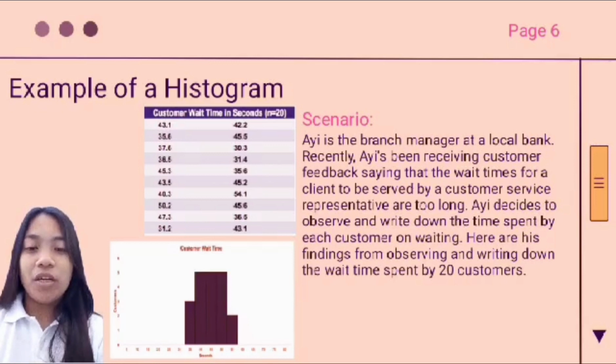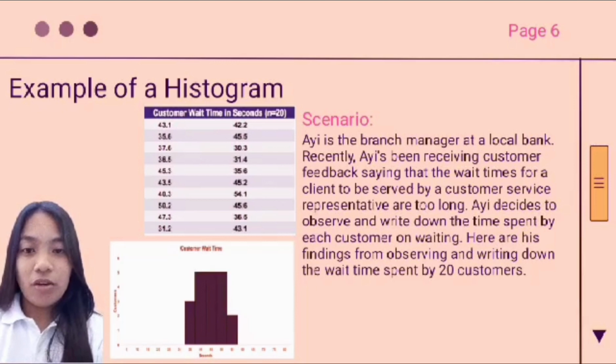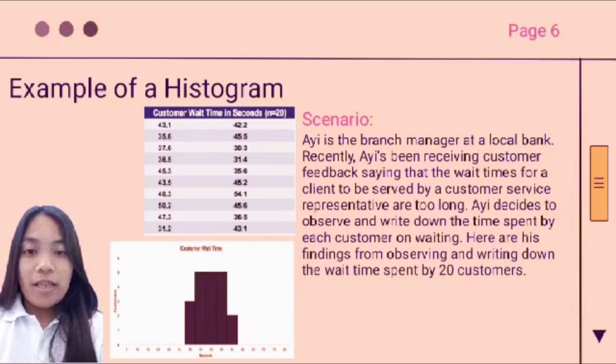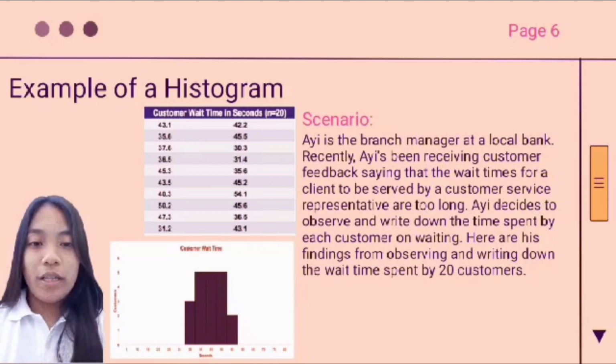So the corresponding histogram with 5-second intervals would look as follows. We can see that there are 3 customers waiting between 30 and 35 seconds, 5 customers waiting between 35 and 40 seconds, 5 customers waiting between 40 and 45 seconds, 5 customers waiting between 45 and 50 seconds, and lastly, there are customers waiting between 50 and 55 seconds. So Ai can conclude that the majority of customers wait between 35 and 50 seconds.